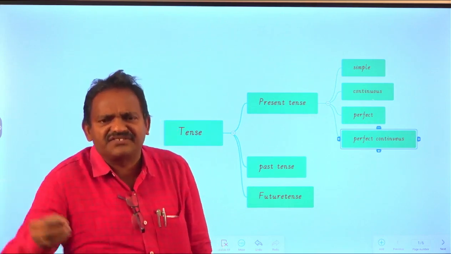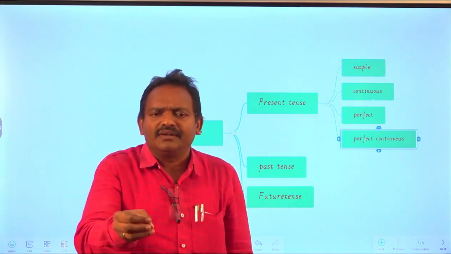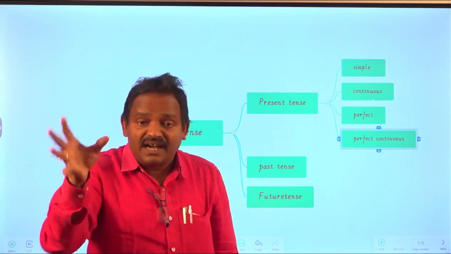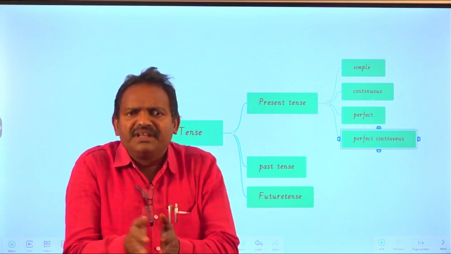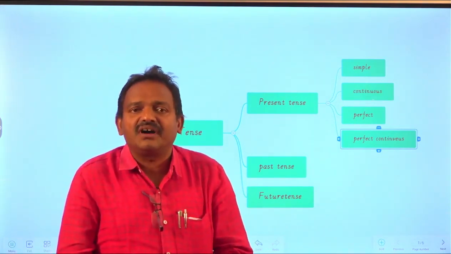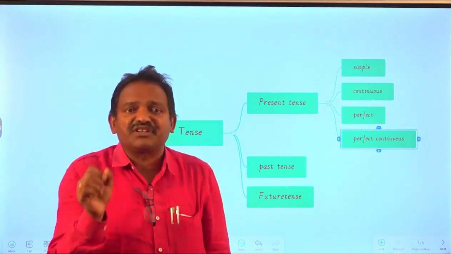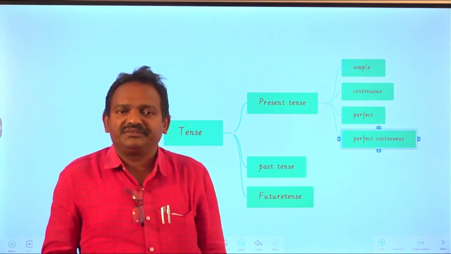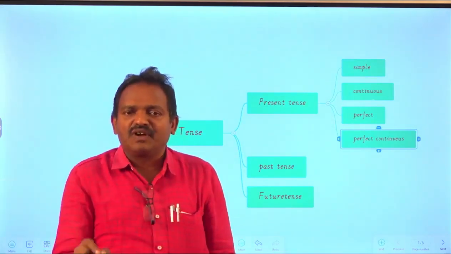No definiteness is there. For example, "She dances." That means it is just a statement. No meaning is there. It is only a statement. That's why it is called indefinite tense. But the structure of the simple present tense is subject plus V1 plus object. All simple present tense sentences follow subject plus V1 plus object.